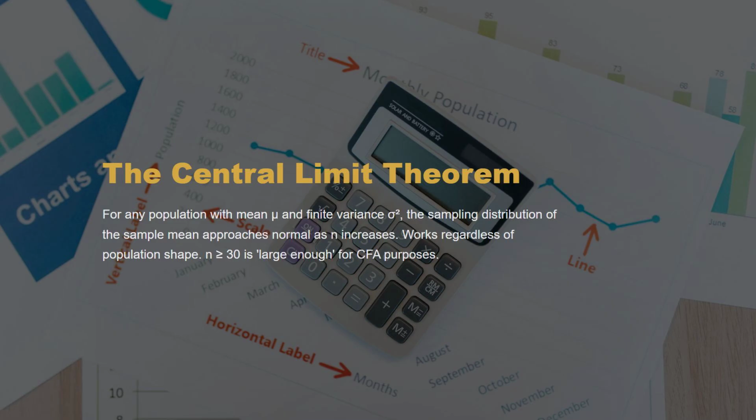Why does this matter so much? Because once we know the sampling distribution is normal, we can use everything we learned about the normal distribution. Z-scores, probability tables, confidence intervals. The central limit theorem is what makes statistical inference possible for any population shape. The CFA exam considers a sample size of 30 or more as large enough for the CLT to apply. Below 30, you need additional assumptions about the population distribution.